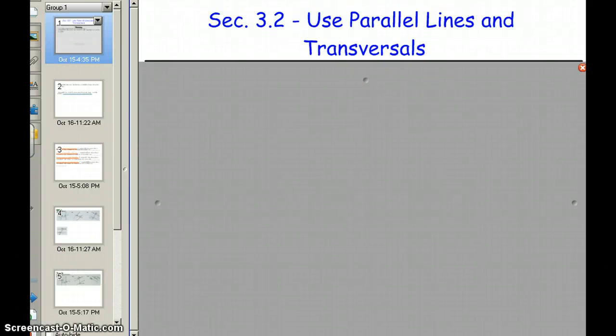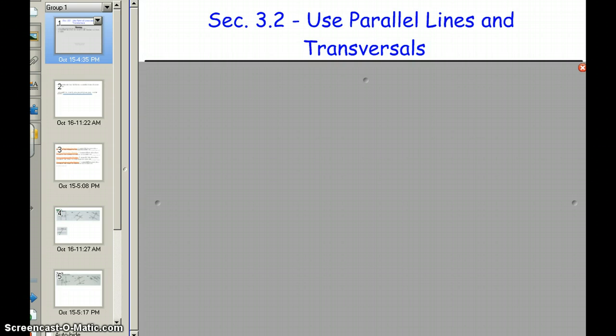Hello everybody, these are the notes for section 3.2 for advanced geometry. In the first section of chapter 3, and even a little bit before that when we were doing the compasses, we constructed parallel lines being cut by a transversal. The transversal is just a line that crosses other lines.